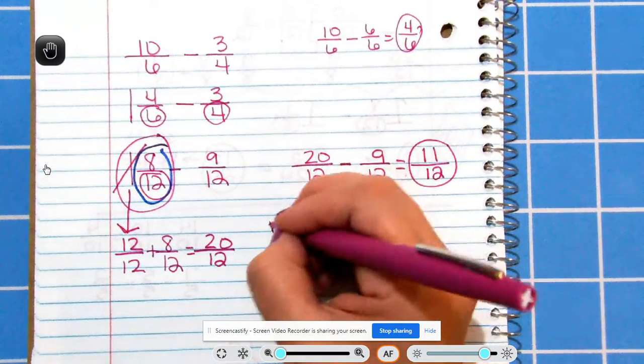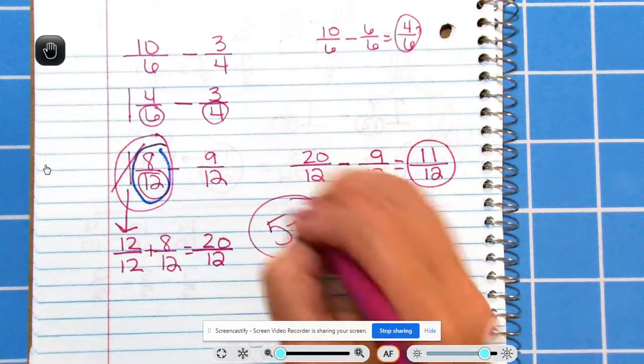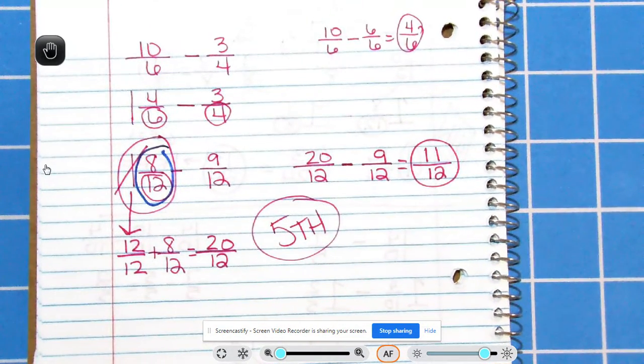So this is more of what you will be doing with fractions in 5th grade. But you guys are ready. You're doing great with them.